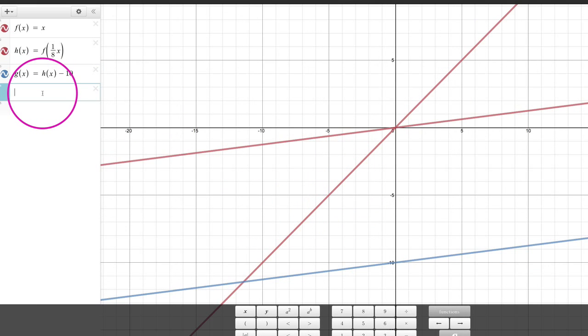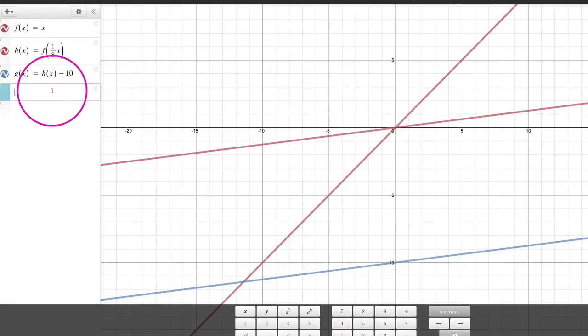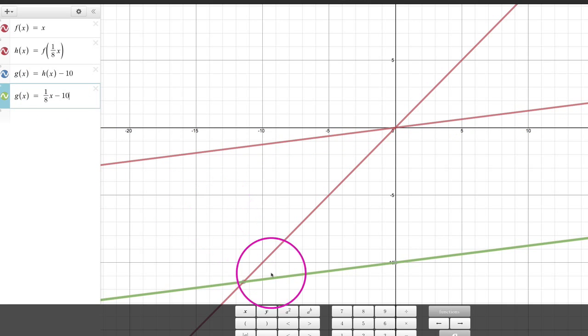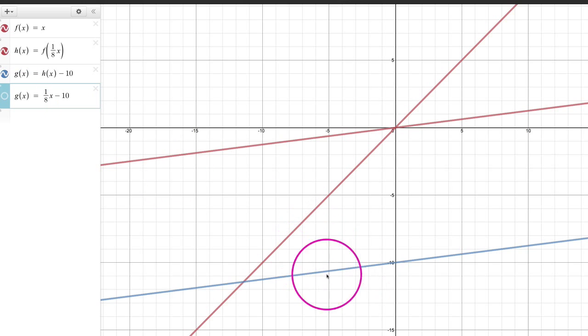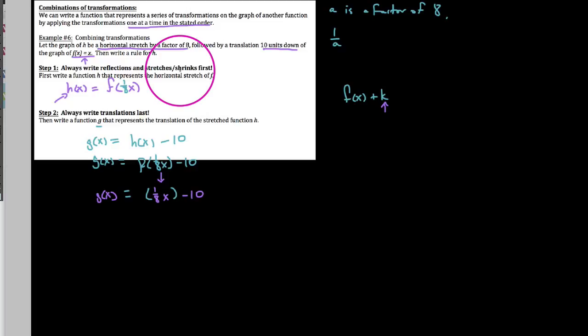So what we found was a new function, 1/8 x minus 10. Let's go back in here and type in g of x equals 1 divided by 8 times x, minus 10. It's kind of hard to see, but you'll notice that this green graph, I'll click it off there, is actually overlapping the blue graph that we had. So this green graph, written this way, is the same as our initial function f of x, stretched by a factor of 8 for h, and then we subtracted 10 off of it. That's how you would work a combination of transformations. It's really important that you perform your stretching, shrinking, and reflections first, and then do your translations last.